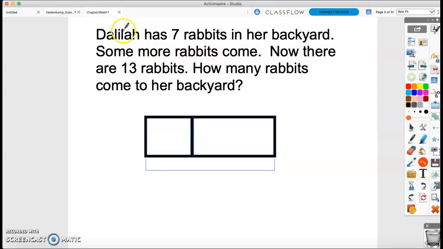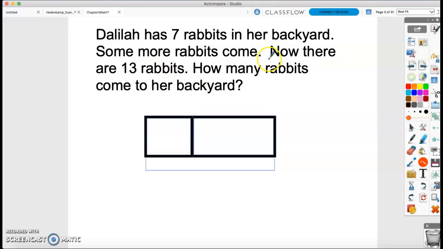It says, Dalilah has 7 rabbits in her backyard. Some more rabbits come. Now there are 13 rabbits. How many rabbits come to her backyard? So once again, this is our bar model, and we have to figure out which ones are the parts and which ones are the wholes.